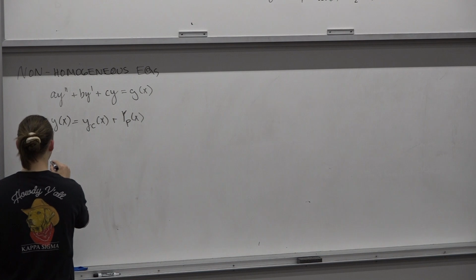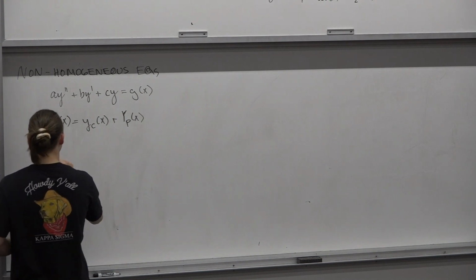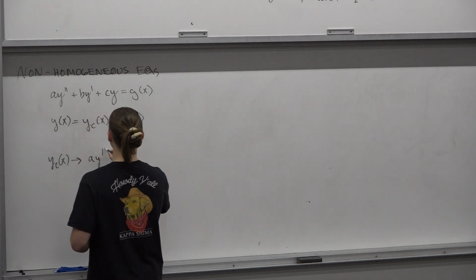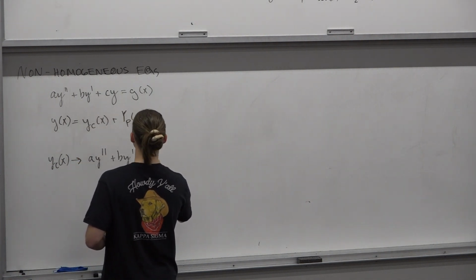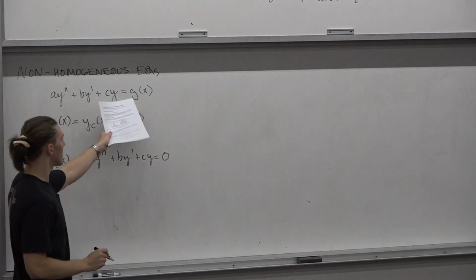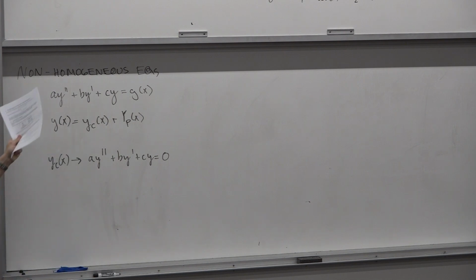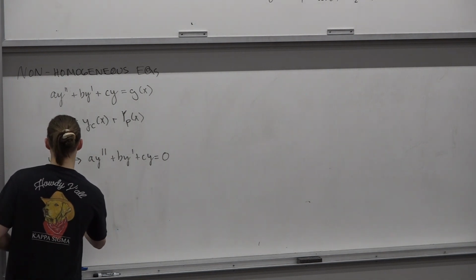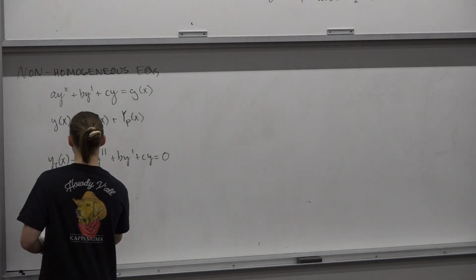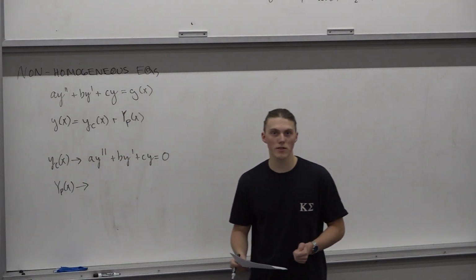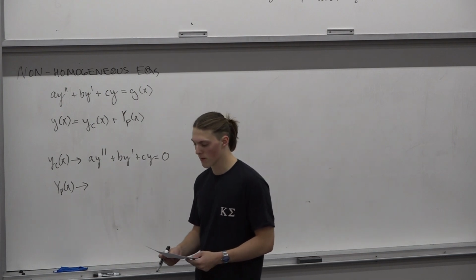And this yc of x comes from the solution as if this was homogeneous. We basically take this equation, drop g of x, and solve for it exactly like we were doing before. The tricky part is this capital Y p of x. And to solve for this, we're going to have to use either undetermined coefficients or variation of parameters.